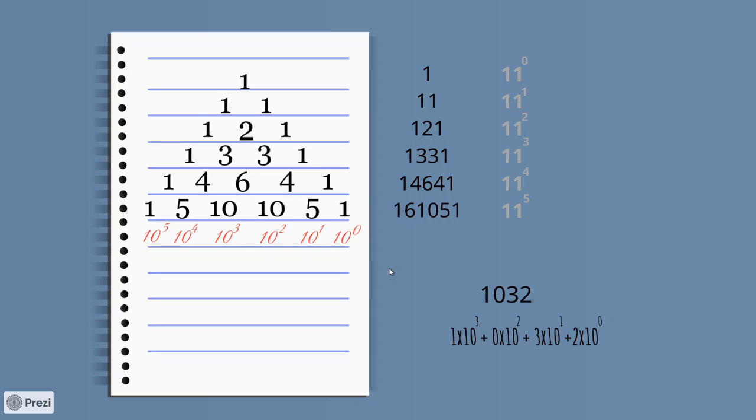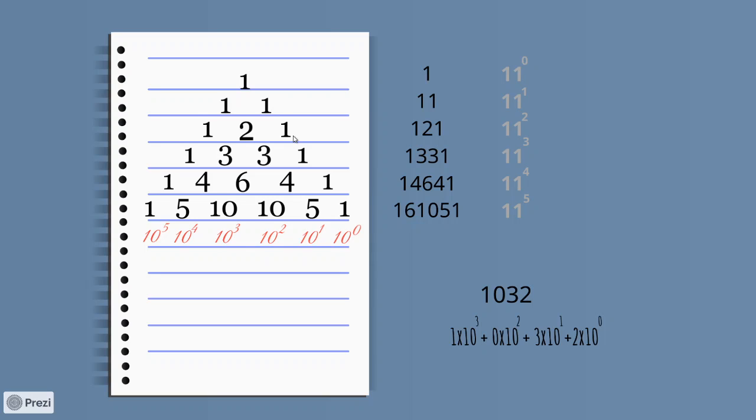So what do you understand? Not only that, the previous numbers, 11 to the power of all these, also follow the same rule. Take 121 for example. This is 1's place, 10's place, 100's place. So 1 into 100 plus 2 into 10 plus 1 into 1. That is 121. So this applies everywhere.